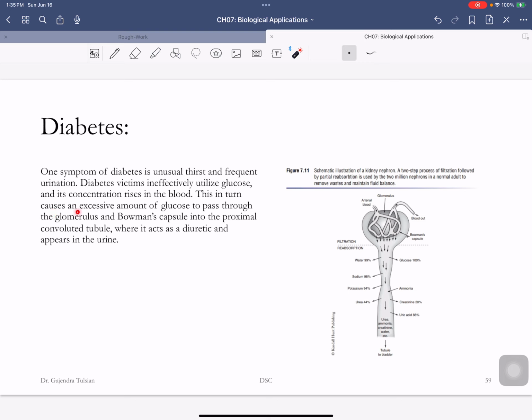This in turn causes an excessive amount of glucose to pass through the glomerulus and Bowman's capsule into the proximal convoluted tubule, which is where it acts as a diuretic. Okay, you have too much glucose in your blood as a diabetic patient. Too much glucose gets in, you can't absorb this glucose, which acts as a diuretic.